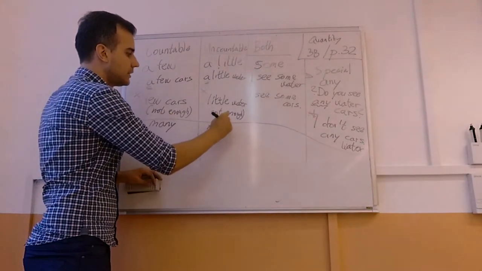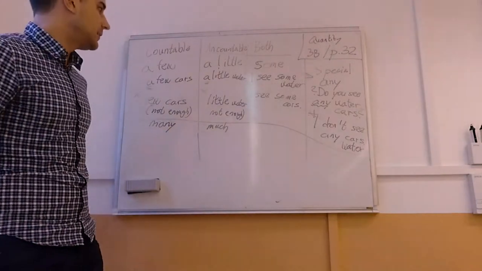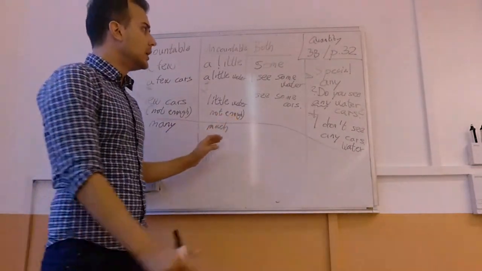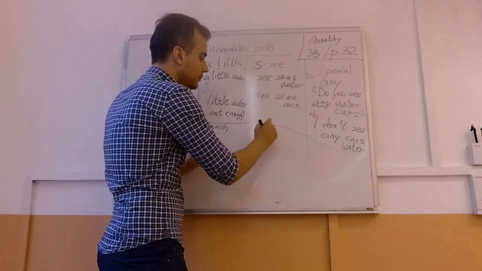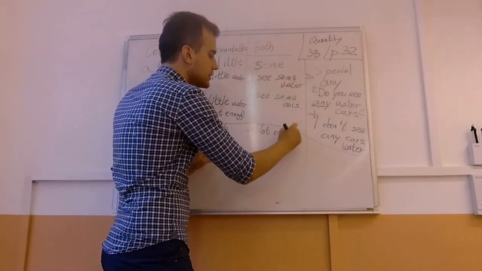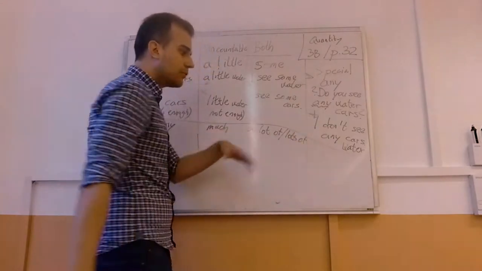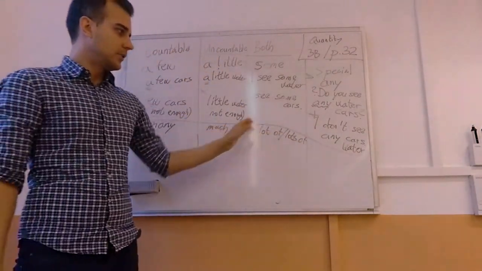Many and much. I am sure you know them already. Much is, of course, for uncountable. For both, you can use a lot of, or lots of. Both are okay, right? Lots of, or a lot of.